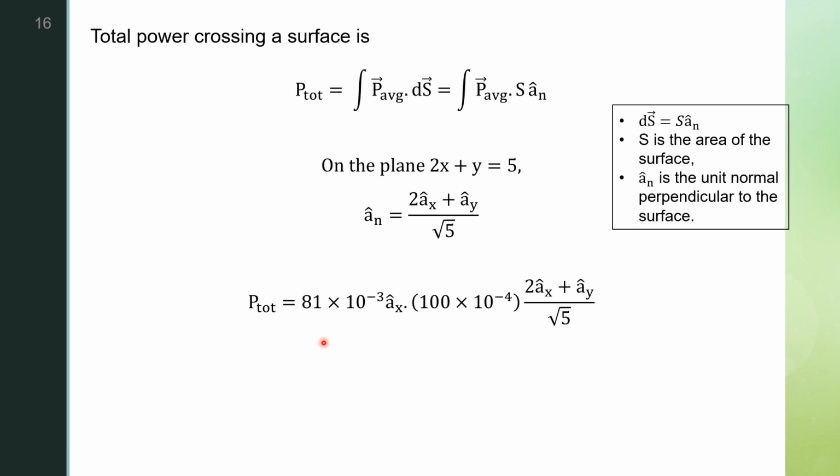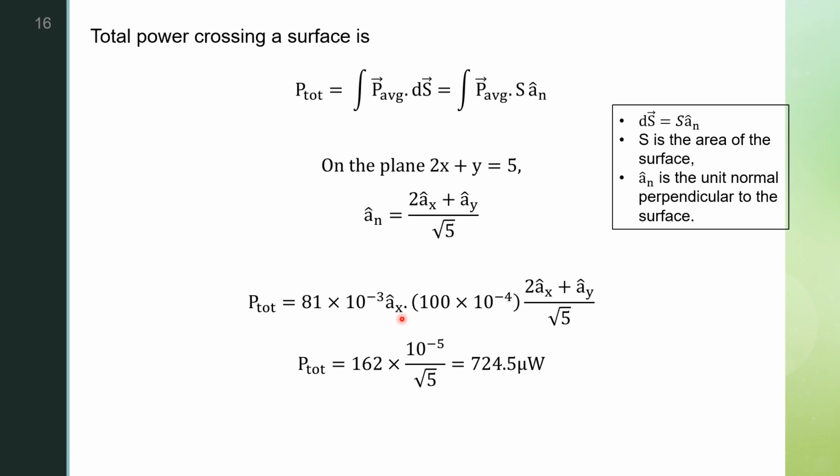What is P average? That is 81 milliwatts. So it is 81 into 10 raised to minus 3 x cap dot, then S represents the surface area. In the question it was given 100 centimeters square. So in terms of meter, that is going to be 100 into 10 raised to minus 4. And An is the unit vector, that is (2ax cap plus ay) by root 5.